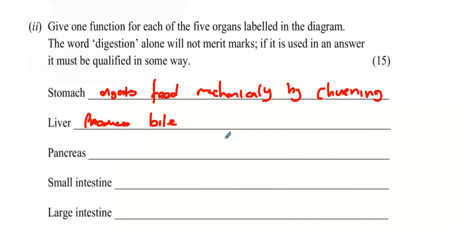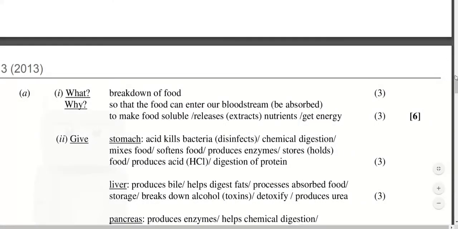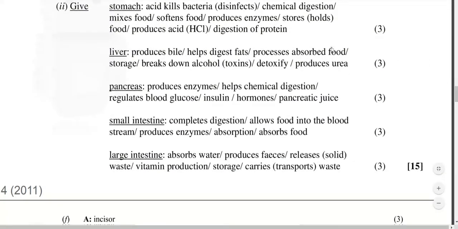Bile used to digest food. Pancreas produces enzymes used to digest food. Small intestine. Let's see what the small intestine does. Sometimes I'm a bit hazy.